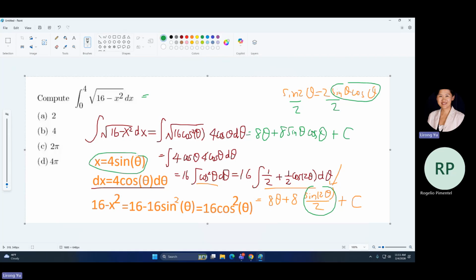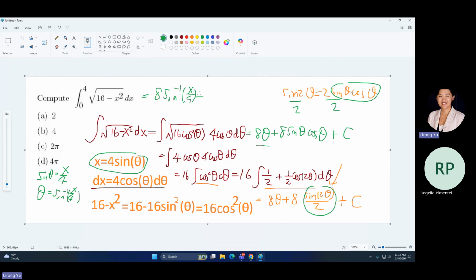Sine theta equals x over 4. From that one, sine theta is x over 4. So theta, getting rid of the sine, you would use sine inverse. So theta equals sine inverse x over 4. So what happened to the 8 theta? 8 theta is 8 times sine inverse of x over 4.